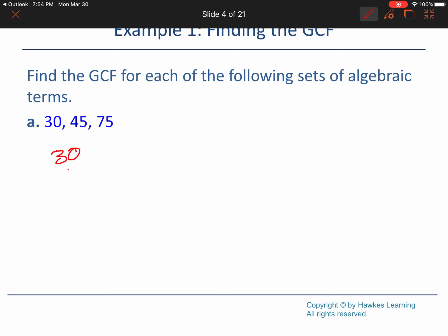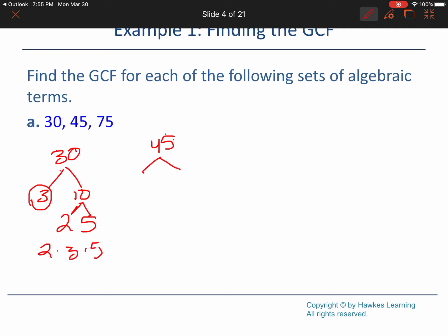Just a second, let me get my pen working. Okay, so 30 is 3 times 10. Now 3 is prime, so we're done with 3. 10, we keep going, is 2 and 5. So we end up with 2 times 3 times 5.